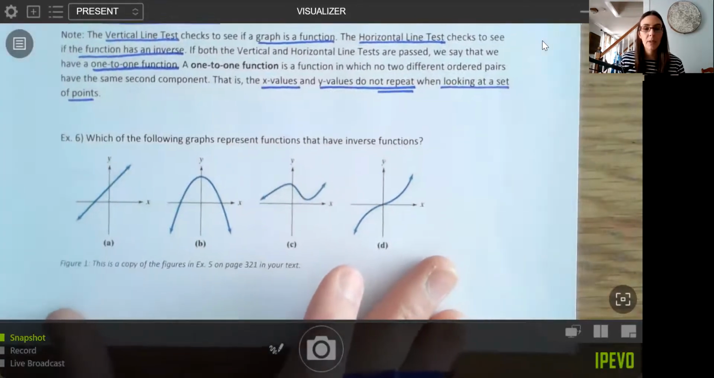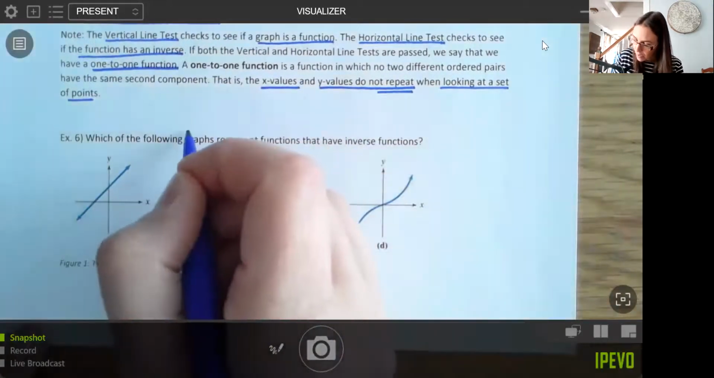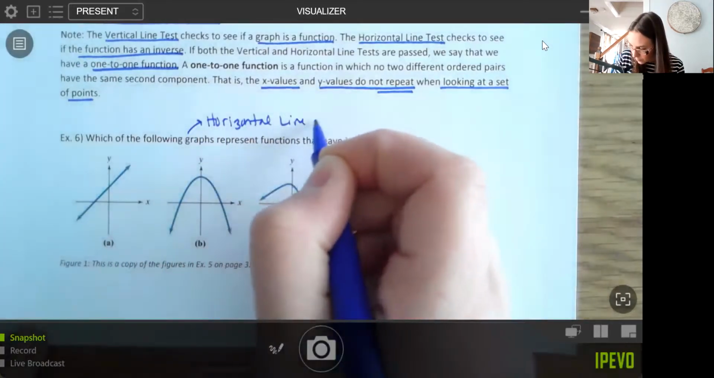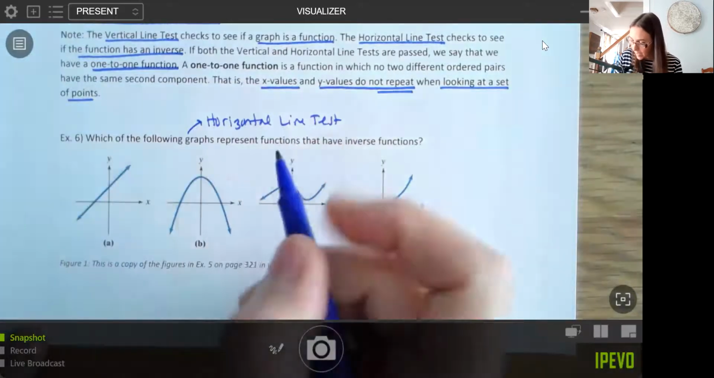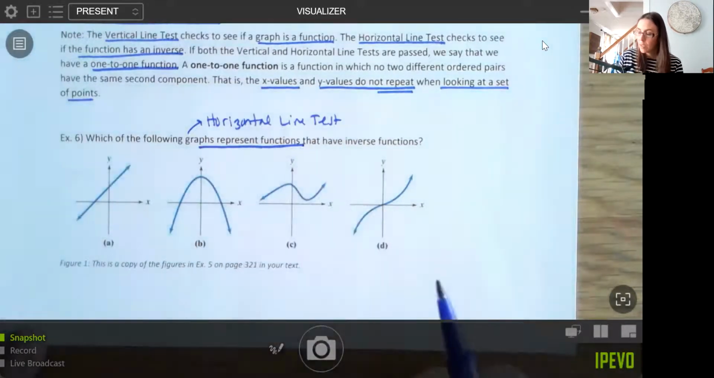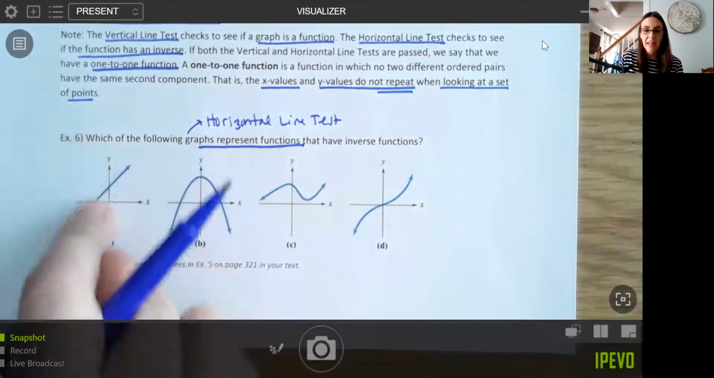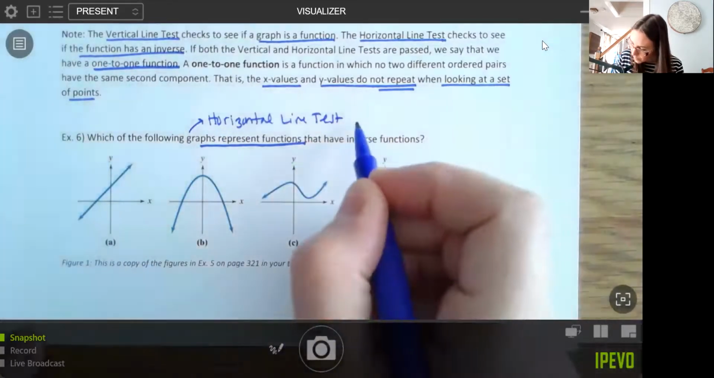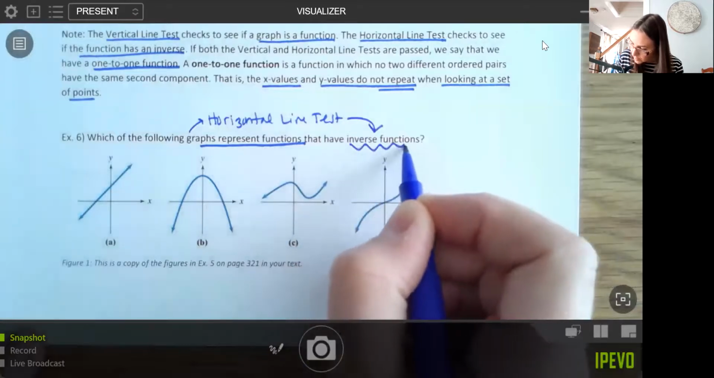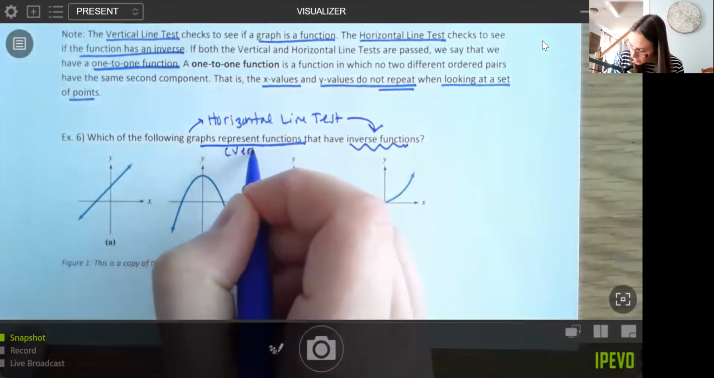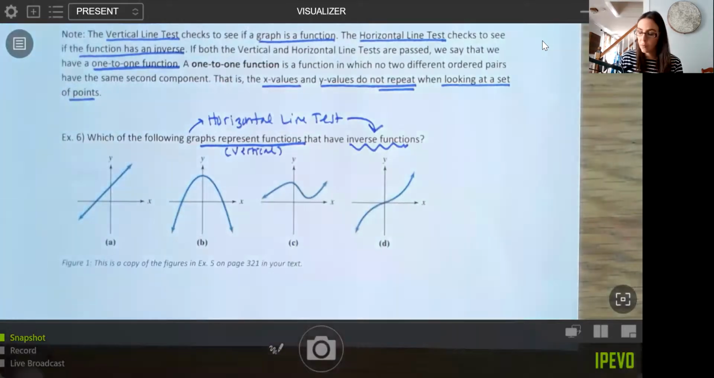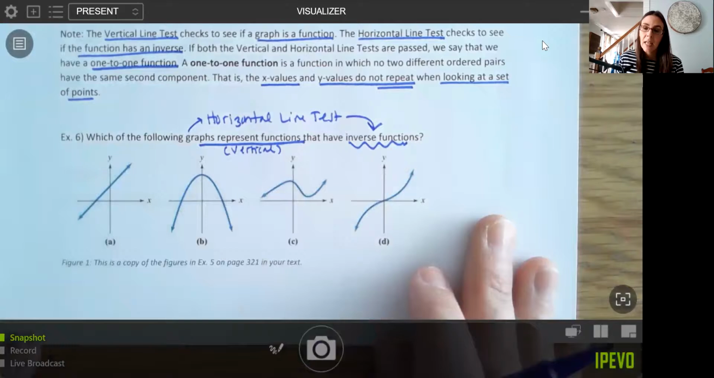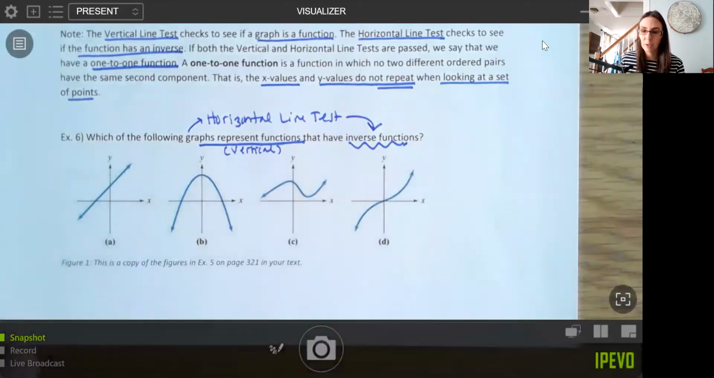So let's do an example here with the horizontal line test. If you have a graph, you're going to use the horizontal line test. Now, they're telling us that all these graphs represent functions, because they've already passed the vertical line test. The horizontal line test is about inverses, and just is it a function is the vertical line test. So if you look at all these graphs and you try to do the vertical line test, they all pass. So these are all graphs of functions. Now we're checking, does it also have an inverse?